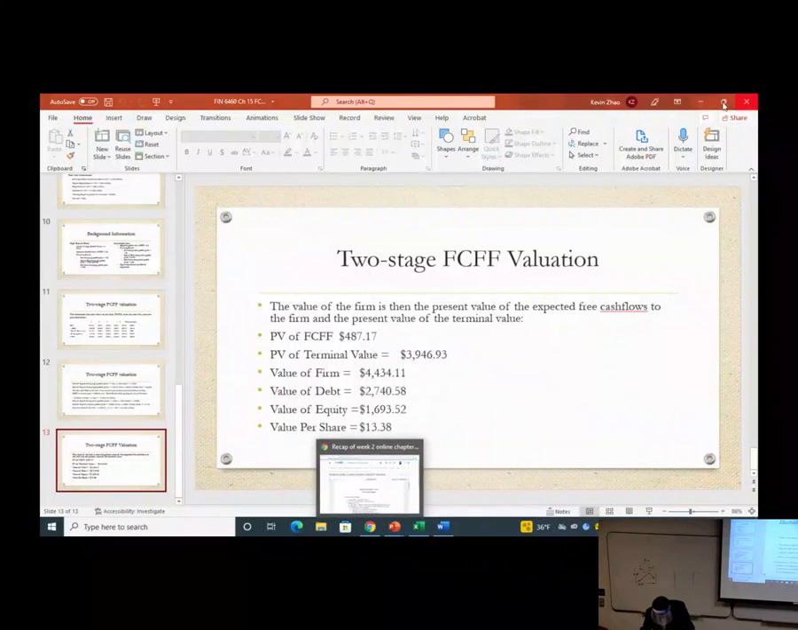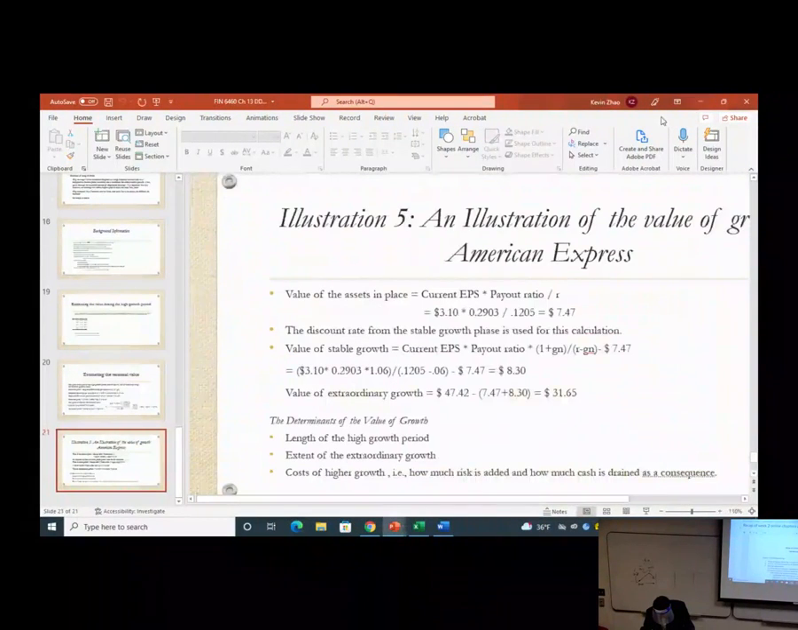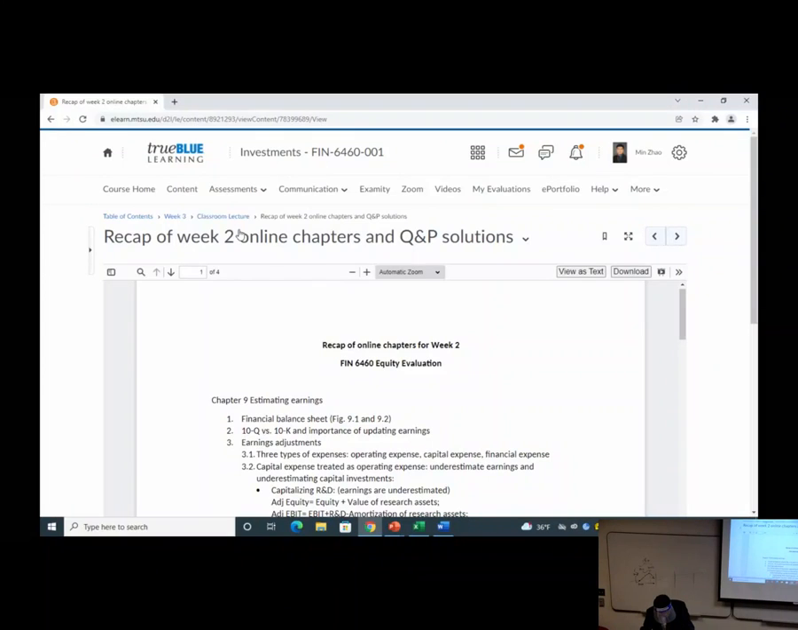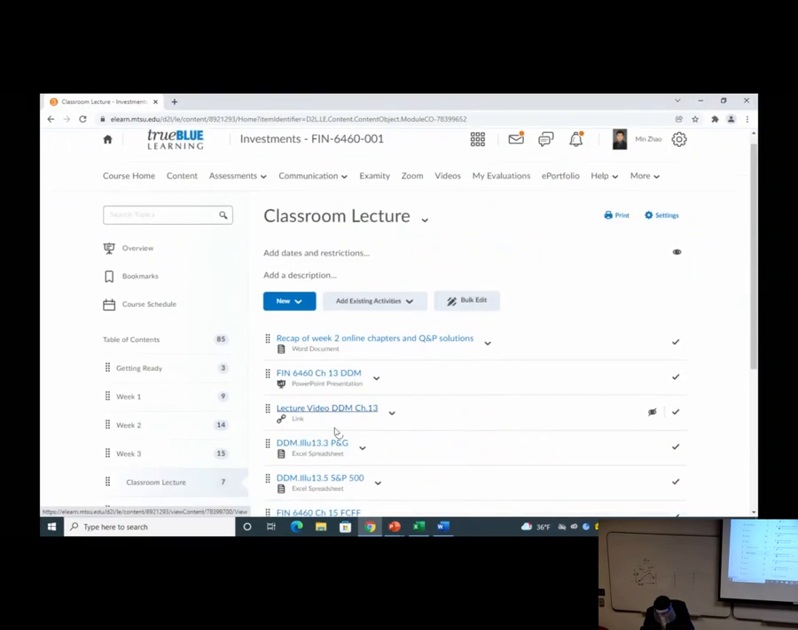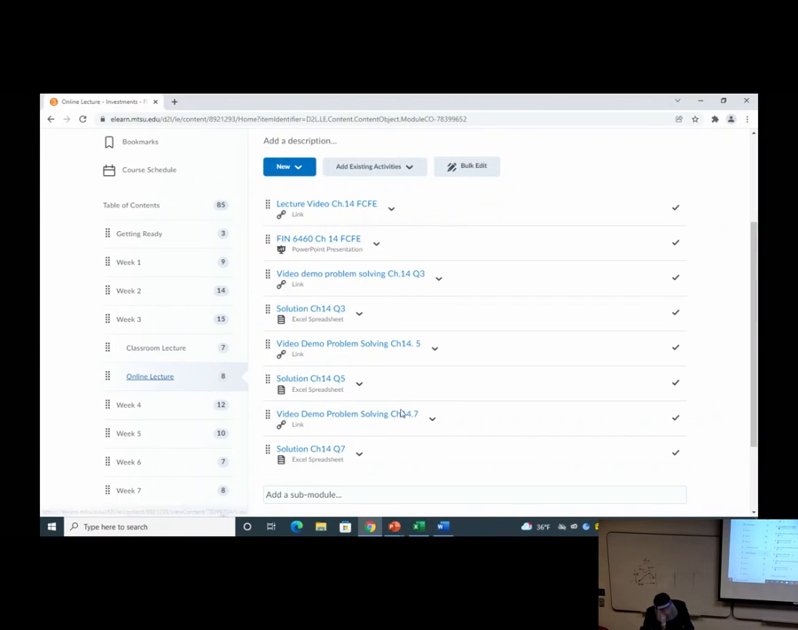Now, before we leave the classroom, I wanted to spend about 10 minutes to demonstrate one problem solving in chapter 14, free cash flow to equity. When you do chapter 14, it's very similar to chapter 15. Just the way that you get the free cash flow to equity is slightly different, but the two-stage model, constant growth model is essentially the same. Let's take a look at chapter 14, number 3.